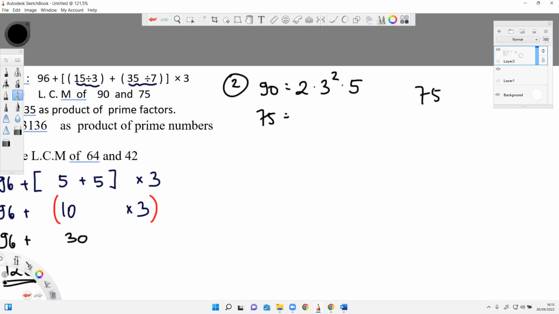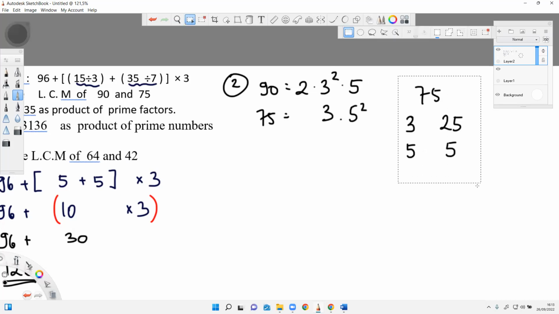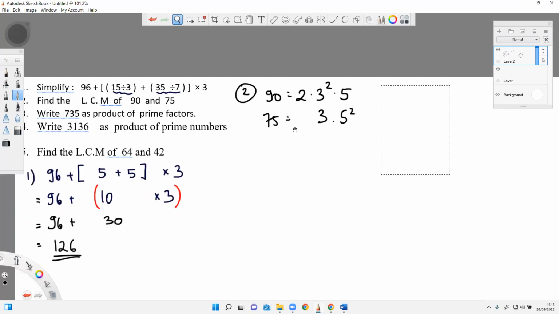75, you divide by 2, cannot. By 3, yes, you can. 25, and looking at the 25, you can divide by 5, it becomes 5, right? And nothing else. So 75 is 3 times 5 squared. That's the way you do the prime factorization in order to help you find the LCM.